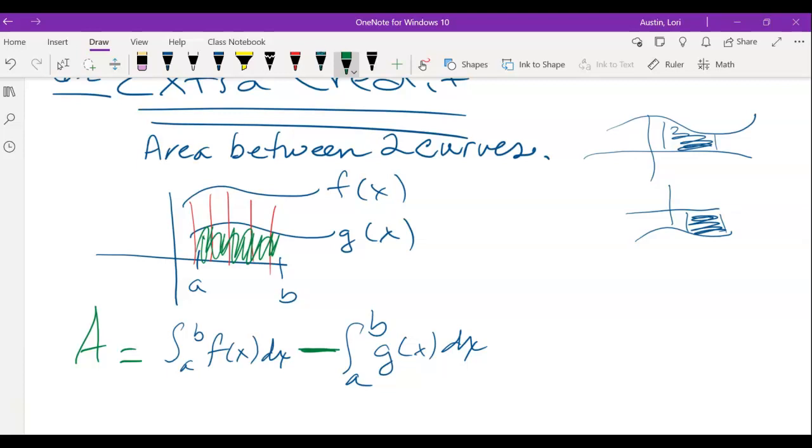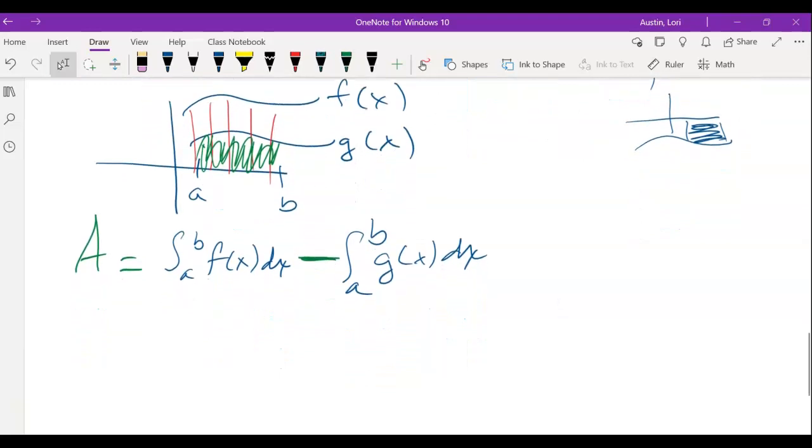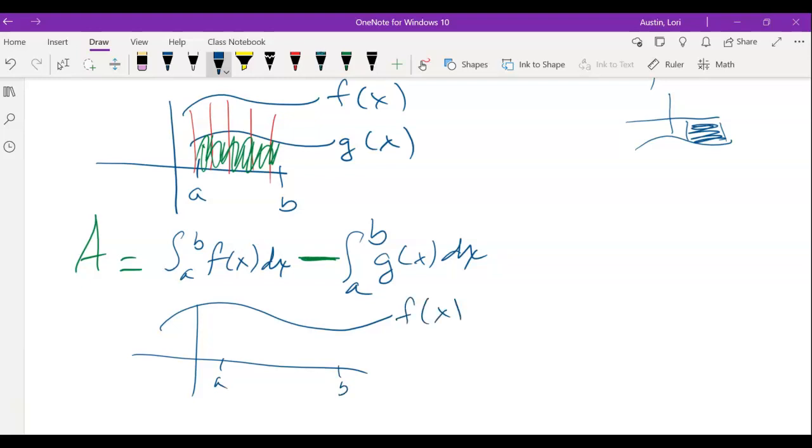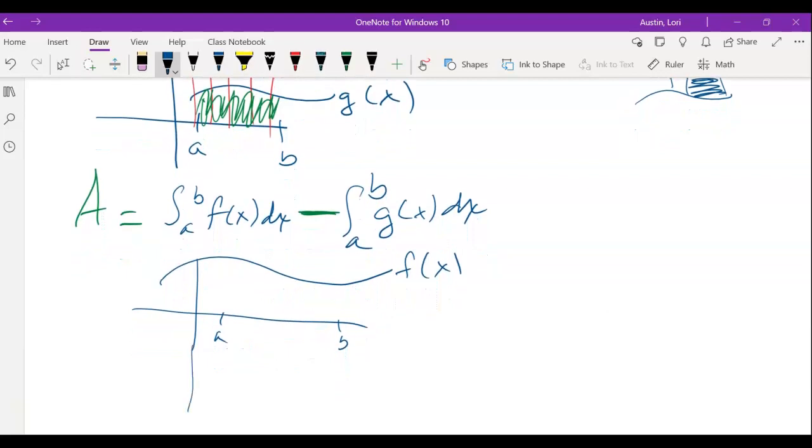Don't get confused if they're somewhere else on the graph. Because watch, let's suppose f of x is above the x-axis. Let's see if this formula holds. Let's suppose f of x is this nice curve above the x-axis, and g of x ends up being a curve below the x-axis. Does that change the initial formula?